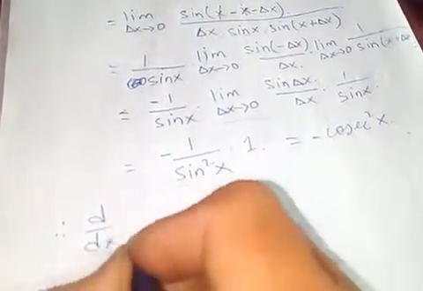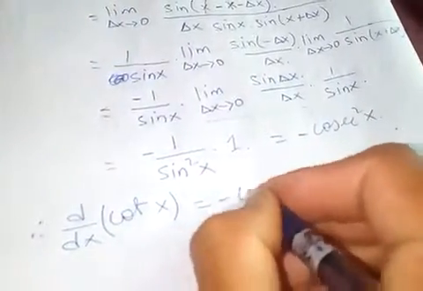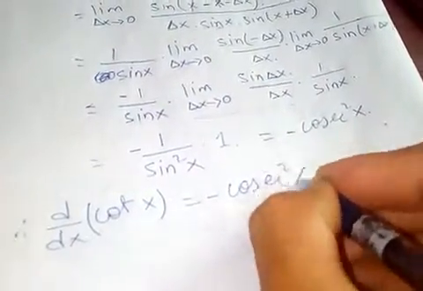Therefore the derivative of cotangent x is equal to minus cosec square x.